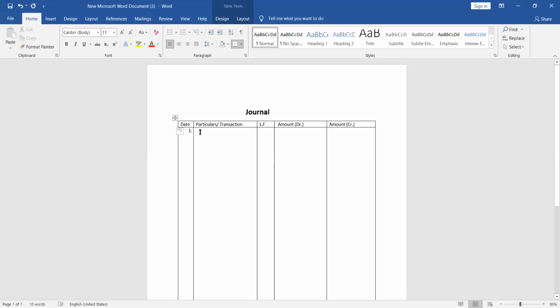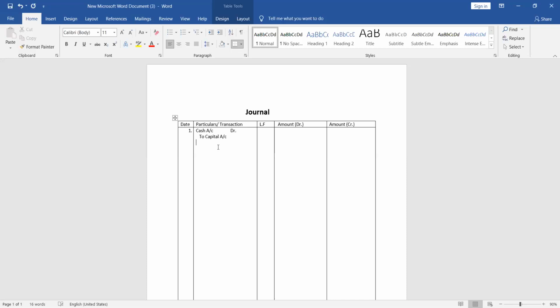So what will be the entry? Whenever the capital is invested in the business, the business will receive the money, cash will come to the business. So the entry will become cash account debit to capital account. In this way, the first entry is to be passed.